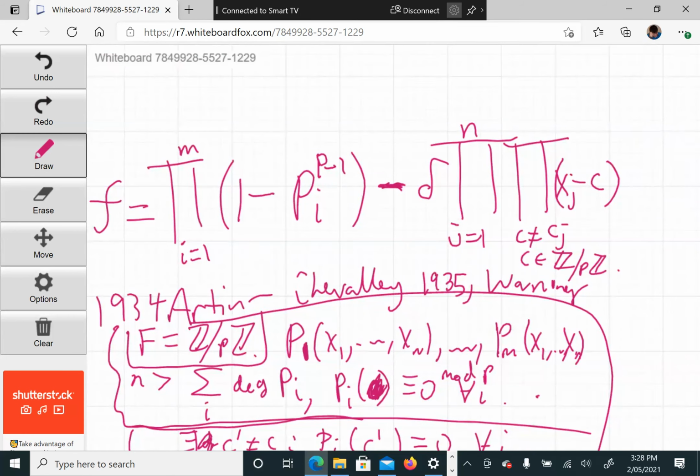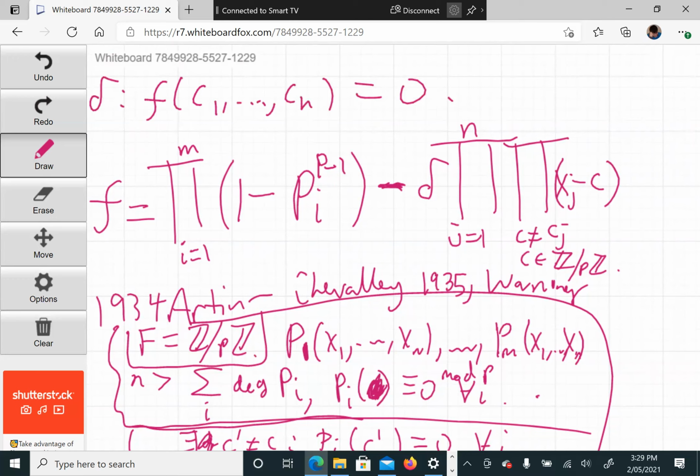We don't even know what delta is. It's just a scalar. Delta is the only thing we don't know, but we pick delta such that this is equal to 0. So delta is defined by the condition f of C1 through Cn equals 0.